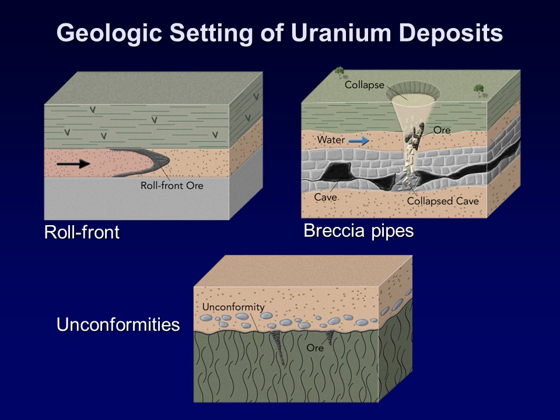Also along unconformities, this type is mostly Precambrian in age. So it's thought to be because atmospheric conditions were so different then than they are today. So you get large deposits of uranium collected at unconformities, again, during the Precambrian time.